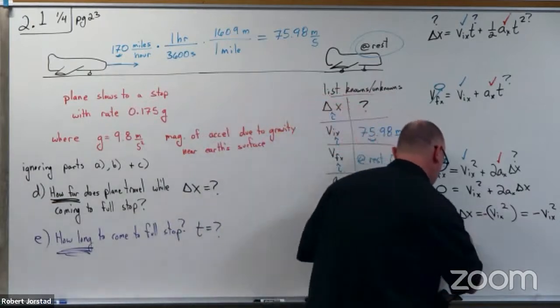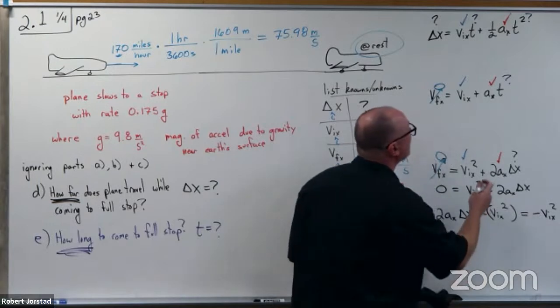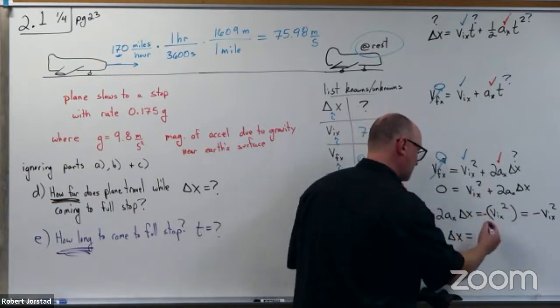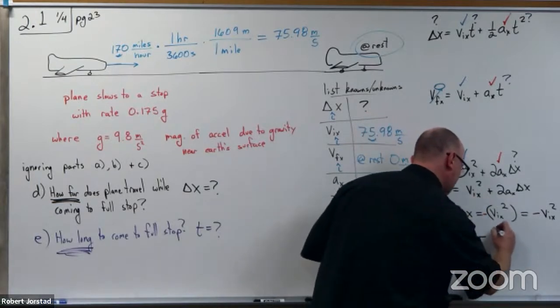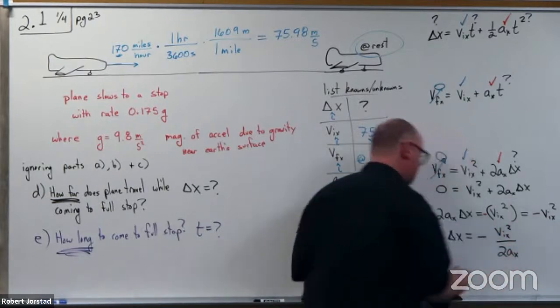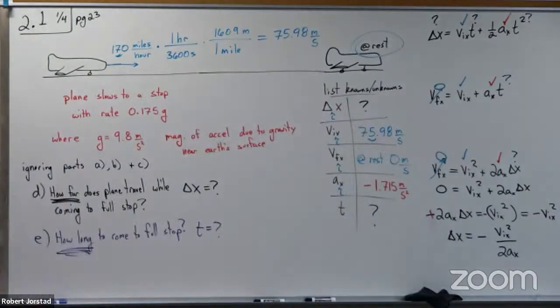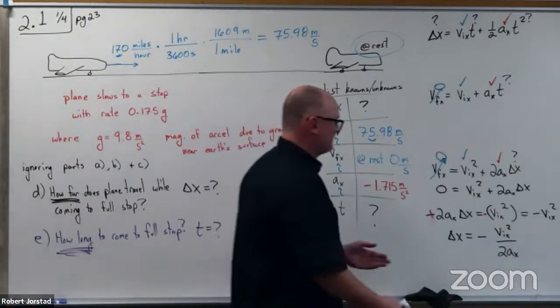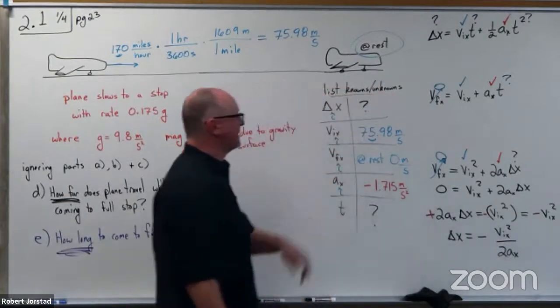I think we get delta x equals negative the initial x squared over 2a sub x. Make sure that's still all on there. Come on, computer. Whew, just barely. All right, so in this case, now I could plug in these numbers.